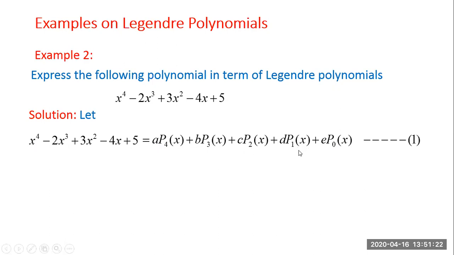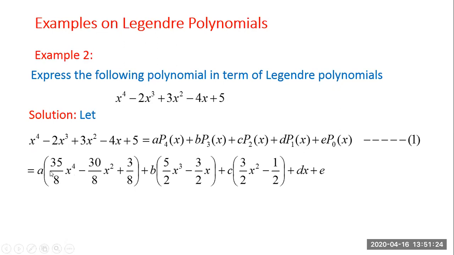For that, substitute the value of P4, which is 1 upon 8 times 35x power 4 minus 30x power 2 plus 3. So taking 8 inside, you get 35 by 8 x power 4 minus 30 by 8 x square plus 3 by 8. Then b into P3(x), c into P2(x), d into P1(x), which is x, and e into P0(x), which is 1. Once again, equate the coefficients of various powers of x on both sides.